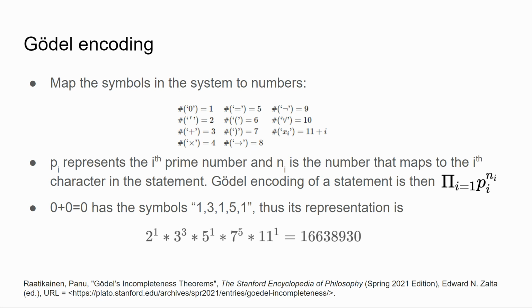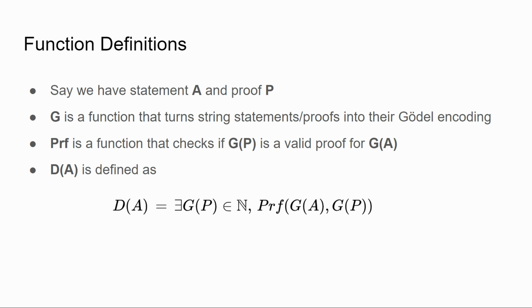So Gödel's encoding establishes a bijection between statements and natural numbers. This means that you can enumerate through all possible statements and proofs given a fixed set of symbols just by using natural numbers. This will help with a diagonalization argument we'll be using in a future slide. Let us first look at some function definitions used in the proof.